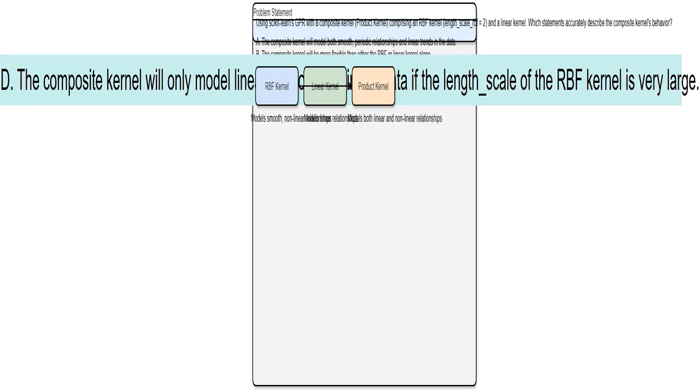Nope, this is incorrect. A very large length scale for the RBF kernel makes the RBF part behave almost like a constant, but the linear kernel's influence still remains. It's still like having a ruler and a very flat piece of wood. Both are still contributing to the construction.